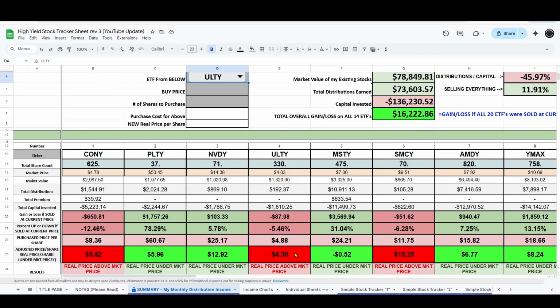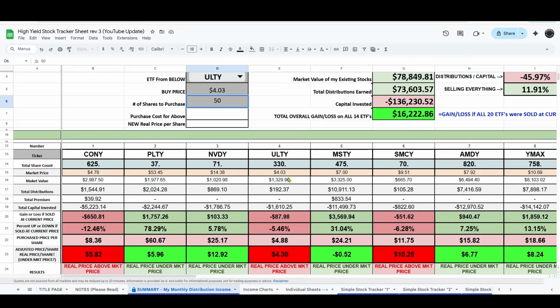So on ULTY at $4.30, if the market price is $4.03, if I bought shares, what would it end up making my real price per share if I did purchase those shares at $4.03? Just to give you an idea of what that change would be before you actually buy them. So you can enter in your buy price here, and we'll just enter in $4.03 being the market price and the number of shares, and we'll just say we're going to buy 50 shares.